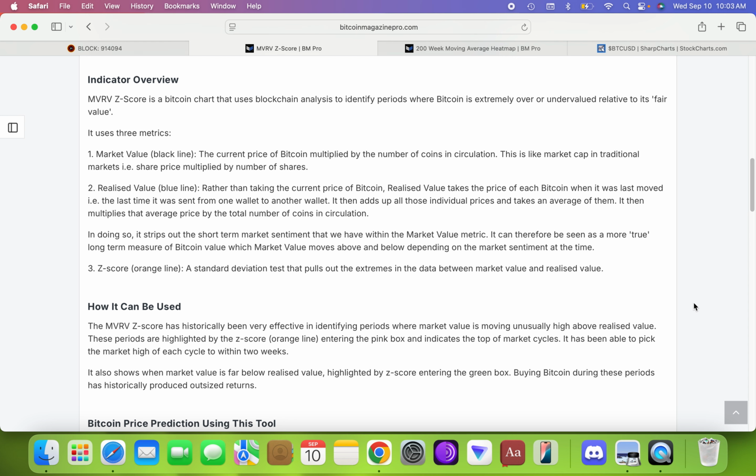In doing so, it strips out the short-term market sentiment that we have within the market value metric. It can therefore be seen as a more true long-term measure of Bitcoin value, which market value moves above and below depending on the market sentiment at the time.